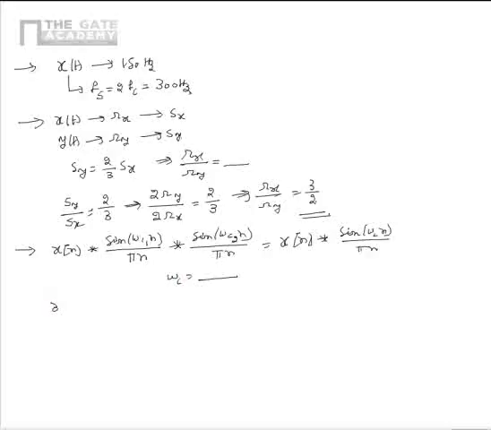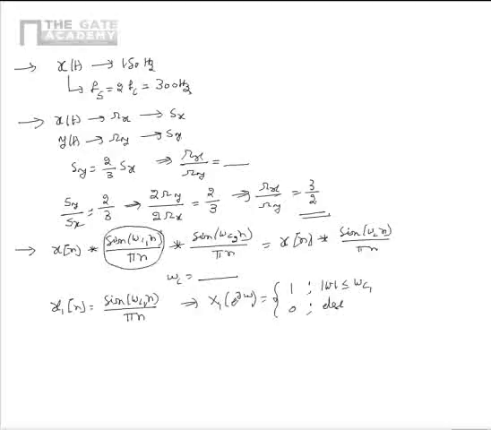We know that if there is a signal x1 of n which is equal to sine of omega c1 n divided by pi n, in the frequency domain, that is in DTFT domain, x1 of e power j omega is equal to 1 for mod omega less than or equal to omega c1, it is 0 otherwise. So the signal given, that is sin omega c1 n divided by pi n, is a low pass filter with cutoff frequency as omega c1.